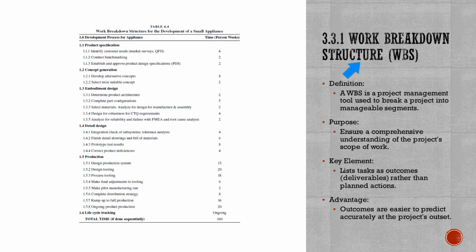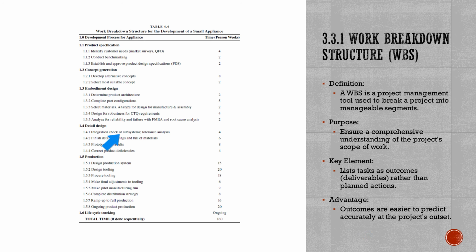Work breakdown structure, also known as a WBS, is used as a project management tool to break a project into its manageable segments. The purpose of a WBS is to ensure a comprehensive understanding of the project, the scope of work. The key element is to list all the task outcomes rather than the planned actions. The advantage of a WBS is knowing the outcome so that we can predict accurately at the project outset.